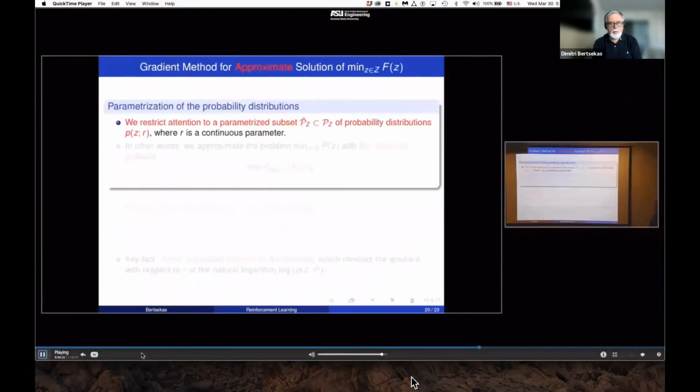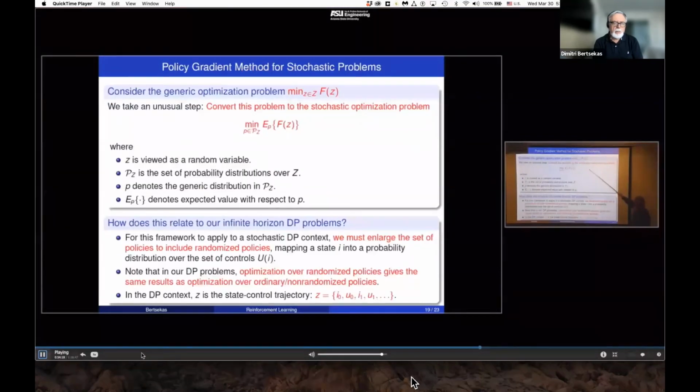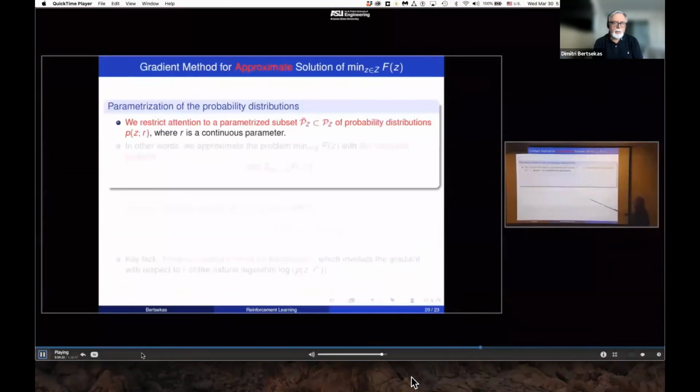So now let's go into approximations. This methodology is for exact solution, right? Now let's go into approximations where instead of optimizing over all probability distributions, we restrict attention to a parametrized subset of probability distributions. And the parameter is r. So instead of minimizing over all probability distributions, we minimize over just this parametrized subset involving the parameter r. And this becomes now a minimization over r.